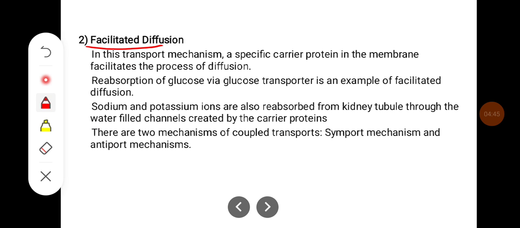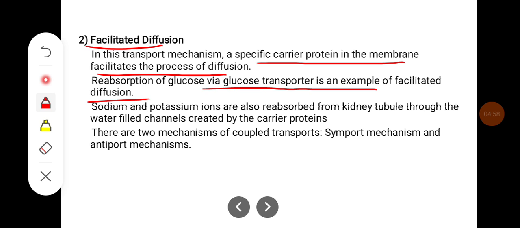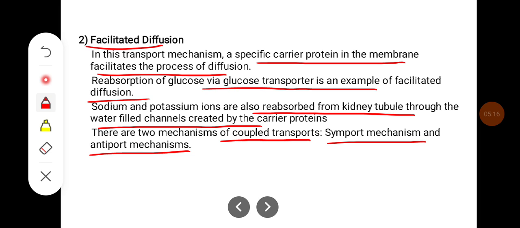There can also be facilitated diffusion. In this transport mechanism, a specific carrier protein in the membrane facilitates the process of diffusion. Reabsorption of glucose via glucose transporter is an example of facilitated diffusion. Sodium and other ions are also reabsorbed from the kidney tubule through the water-filled channels created by the carrier proteins. There are two mechanisms of coupled transport, symport mechanism and antiport mechanism.